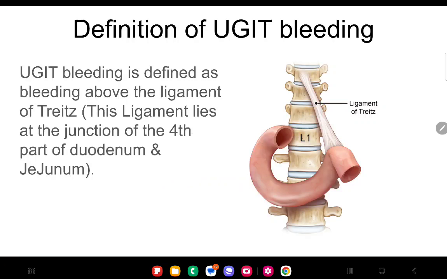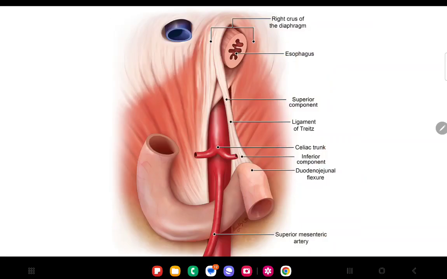As I have said, upper GIT bleeding is defined as bleeding above the ligament we call the ligament of Treitz. This ligament lies at the junction of the fourth part of the duodenum and the jejunum, and it is clear in this diagram, if you can see the diagram. The other diagram shows the ligament of Treitz with the duodenum in place, and the superior mesenteric artery and the celiac trunk with the posterior wall muscles and the diaphragmatic muscles.